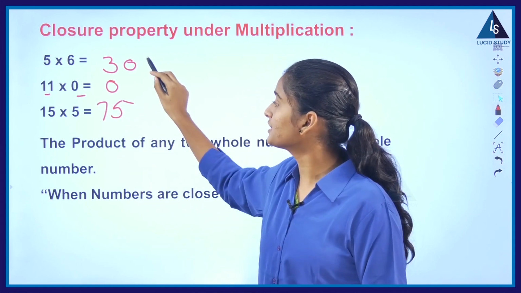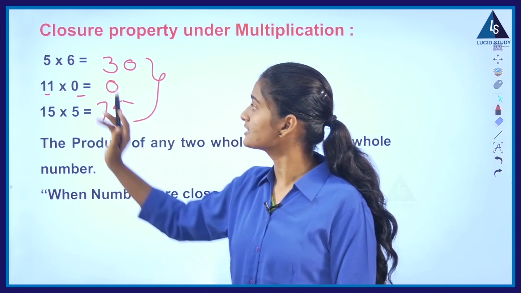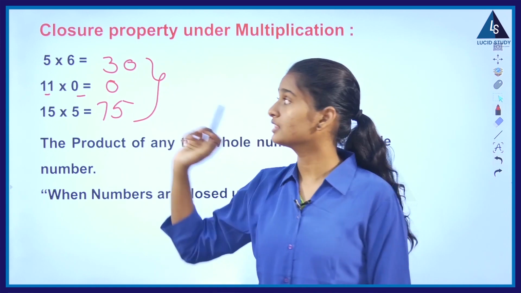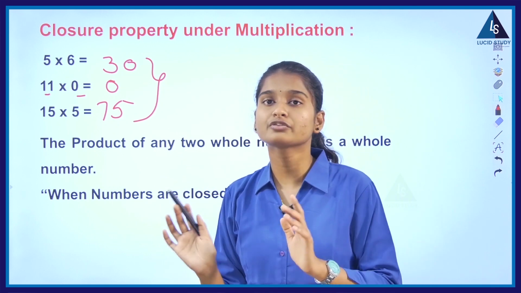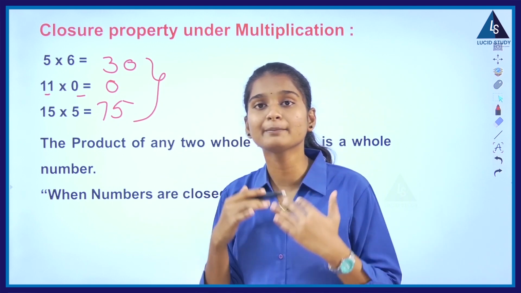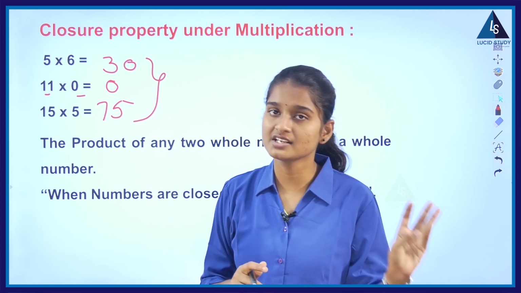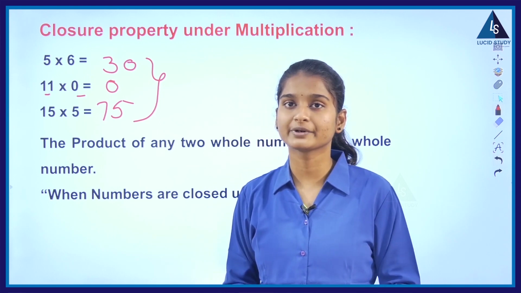So children, here the product of two whole numbers is also a whole number, right? Yes, 5 into 6. Here 5 and 6 are whole numbers. The product we get is also a whole number. So whole numbers also follow closure property under multiplication. Whole numbers follow closure property under addition and under multiplication too. Now let us learn another property.